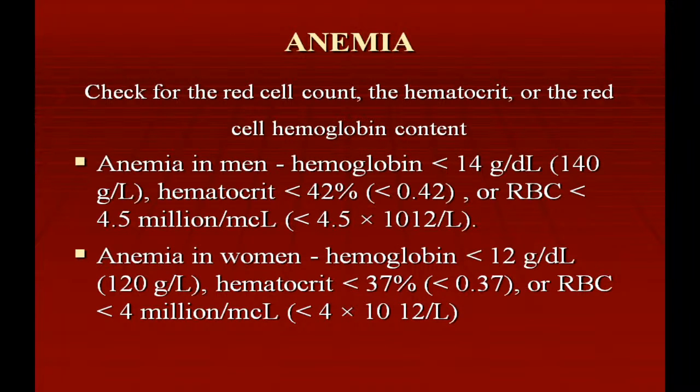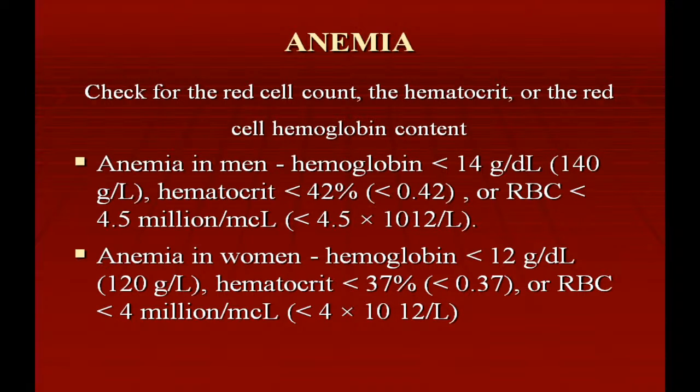How may we find anemia in our patients? It's quite simple, a routine test. We need to understand that the patient has a problem with erythropoiesis, so we check red cell count, hematocrit, and red cell hemoglobin content. In men we may speak about anemia if hemoglobin is less than 140, hematocrit is less than 42%, and RBC is less than 4.5 million.